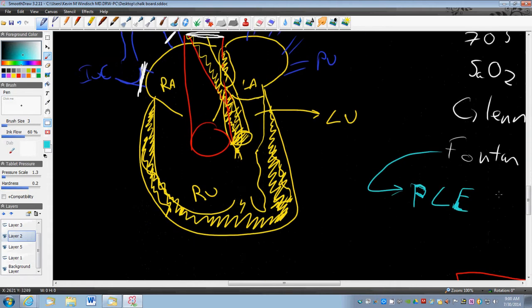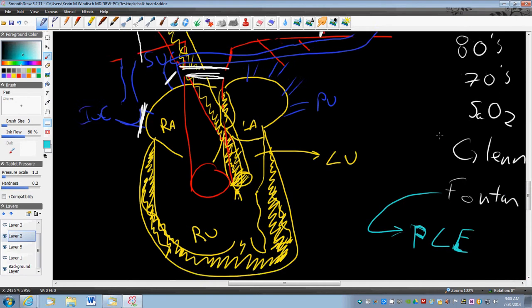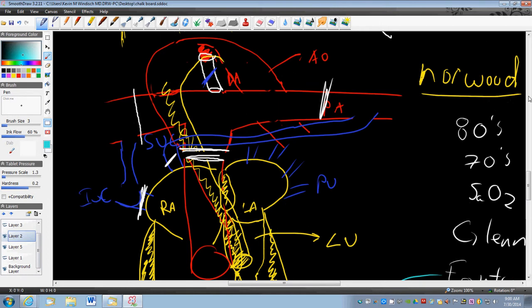So I hope this helps you to understand the anatomy and what it is we're doing in these staged procedures for hypoplastic left heart. Eventually I'll go back and talk about hypoplastic right heart, which is pretty similar. We do a Fontan procedure, but we don't have to do the Norwood as stage 1. We just place the shunt, and it's much simpler.